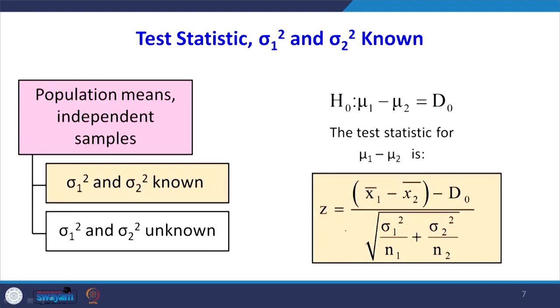When the population means are independent samples, first we will start from the null hypothesis. So, the null hypothesis is mu 1 minus mu 2 will have some difference d0. The test statistic for mu 1 minus mu 2 is x1 bar minus x2 bar minus d0. Previously we wrote mu 1 minus mu 2 as it is, but instead of mu 1 minus mu 2 we can write only the difference here. So, root of sigma 1 square by n1 plus sigma 2 square by n2.